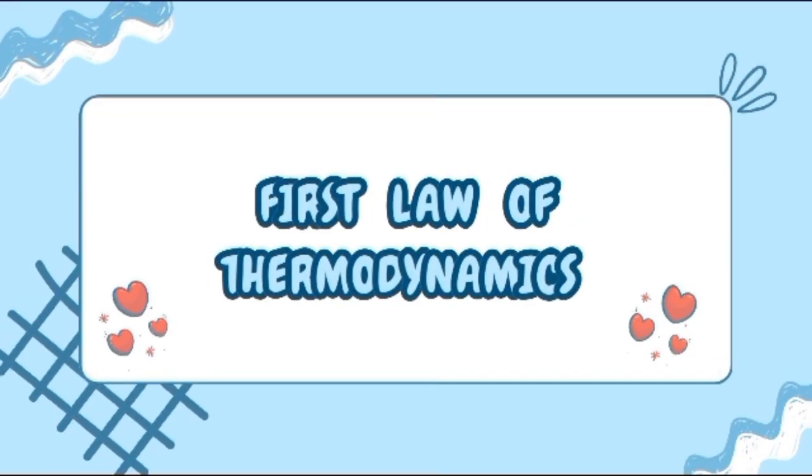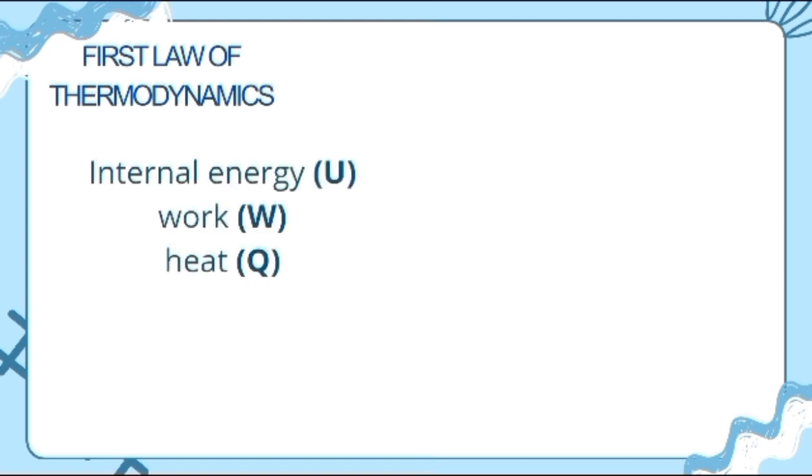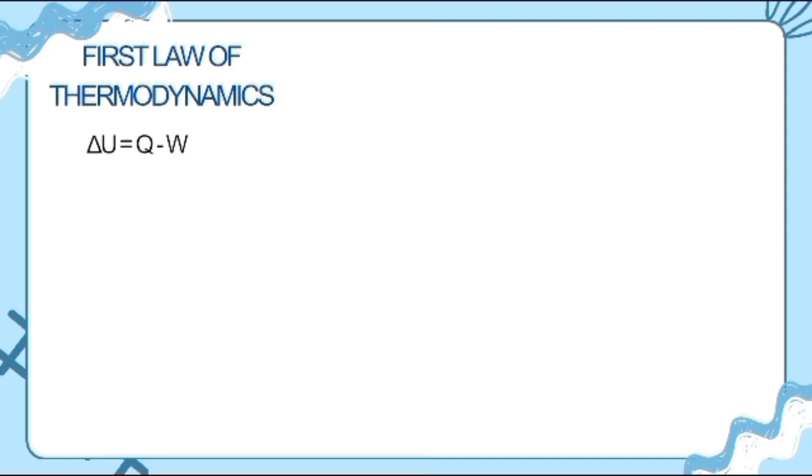First law of thermodynamics. The first law of thermodynamics, also known as the law of energy conservation, states that energy cannot be created or destroyed in an isolated system. The total energy of a system is constant, although it can change form, such as from heat to work or internal energy. The law can be stated as an equation, where delta U equals Q minus W.